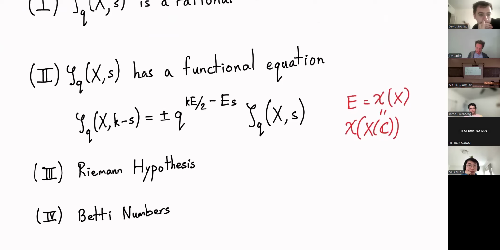Okay. And then there's also a version of the Riemann hypothesis, and there's some way to compute Betti numbers of the complex points from the zeta function. And I'm not going to talk about those at all. But those are the other parts of the Weil conjectures.